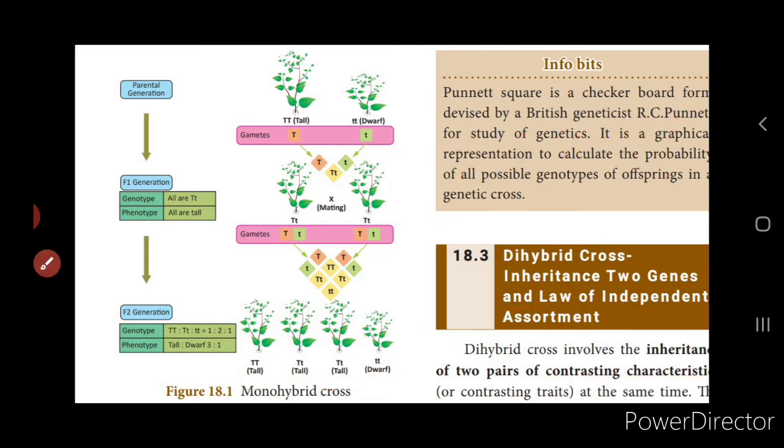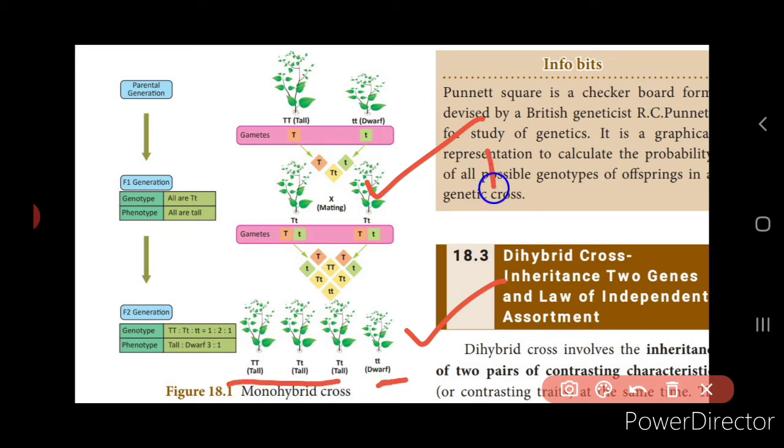So in the monohybrid cross, in the first generation, all the plants are tall, and in the second generation, 3 plants are tall and one is a dwarf plant. So the genotypic ratio is 1:2:1 and the phenotypic ratio is 3:1.